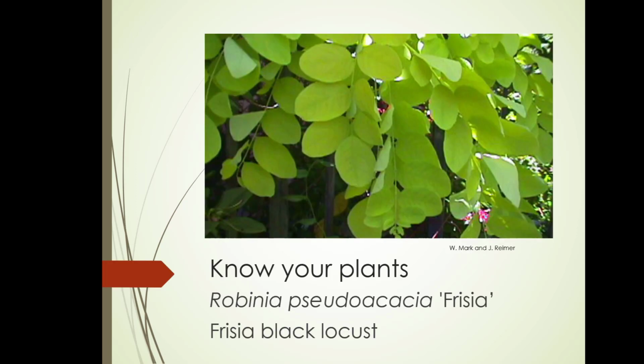So it's important to know whether your plant is supposed to look like it does or if there's some sort of problem. This plant is supposed to have a yellow color to it, this Frisia black locust. It's also important to be aware of potential problems a particular plant is susceptible to.